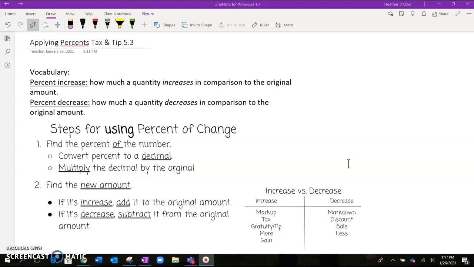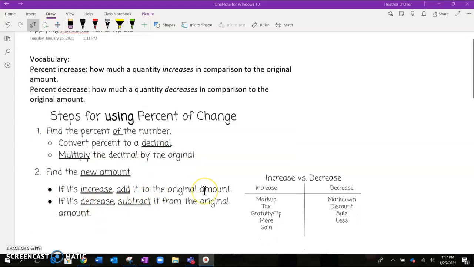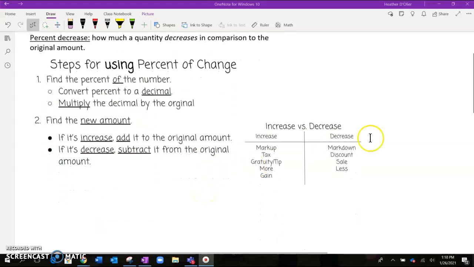This one's applying percents, specifically tax and tip. So again, same vocab, same steps. We've got percent increase, percent decrease. Using these percents of change, we find the percent of the number. We do this by converting the percent to a decimal, multiplying that decimal by the original, then finding the new amount. If it's an increase, we add it. If it's a decrease, we're going to subtract it from the original.